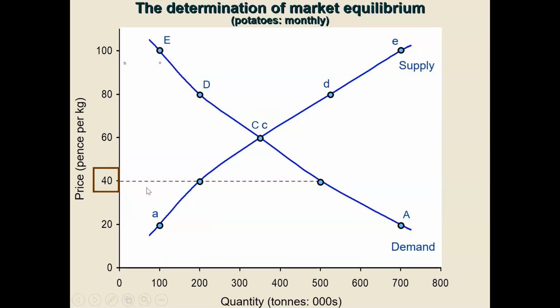At this price, there will be a gap between quantity demanded and quantity supplied. Quantity demanded will be determined by this point, shown by capital B, on the demand curve. In other words, it will be equal to 500 tons, while quantity supplied will be shown by this point, little b. In other words, it will be 200 tons, which implies that at this current price, 40p per kilo, there will be a shortage of 300 tons in the market.